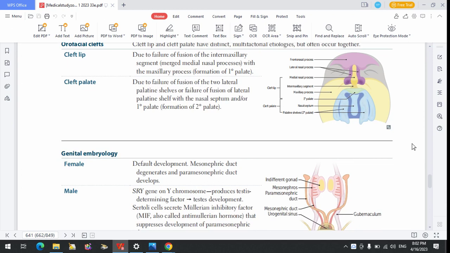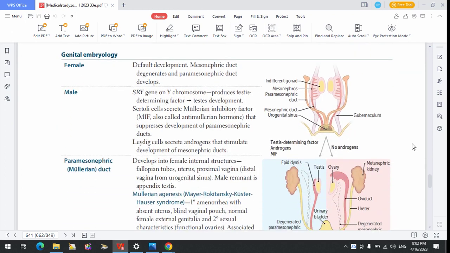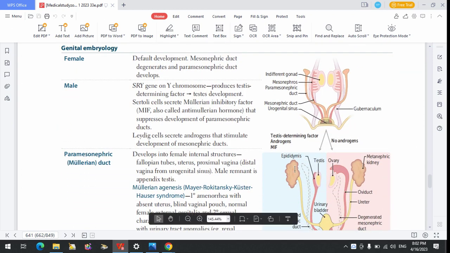So let us go to the genital embryology. For the genital embryology, the first thing that you must know is that there are three different aspects to it. Number one, the gonad. Number two, the internal duct, which are these ones, your paramesonephric duct and your mesonephric duct. Then number three, the external genitalia. You can see that these gonads here are indifferent. So you don't know if it's that of the guy or that of the lady.